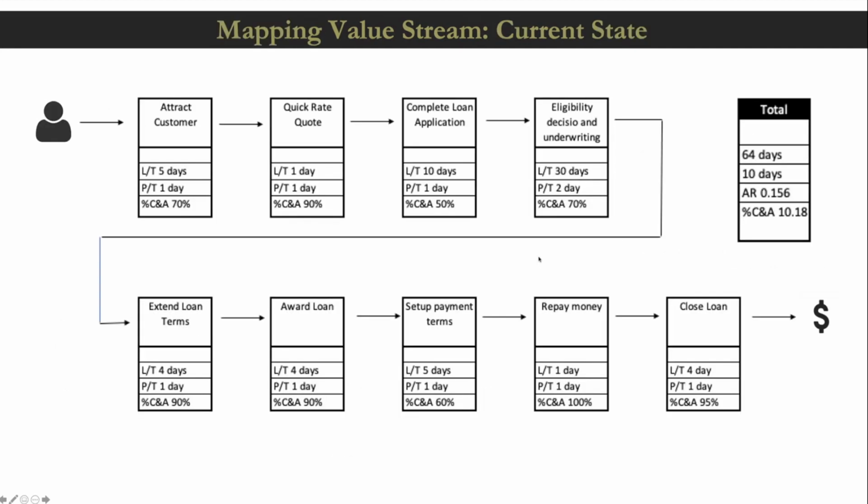So if I take you back to the previous slide and you look at it at a high level, you can see how the percentage complete and accurate, as well as the activity ratios, paint a lot more objective picture of a process that was fairly simplistic to begin with. So this is our current state of value stream.